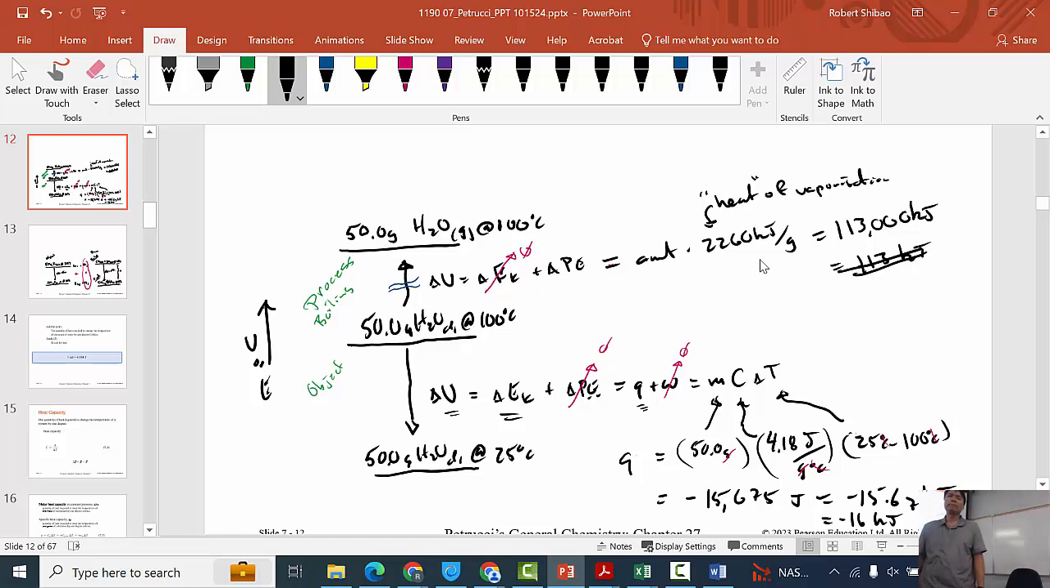And then, so for objects, we keep the potential energies the same? Yeah, for objects, the potential energy is always the same. It's just a change in kinetic energy. And change in kinetic energy means the temperature changes.